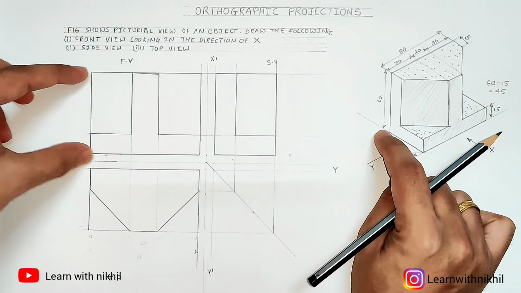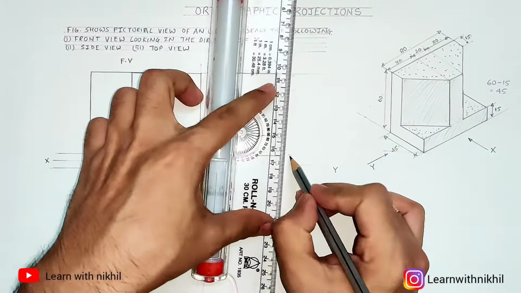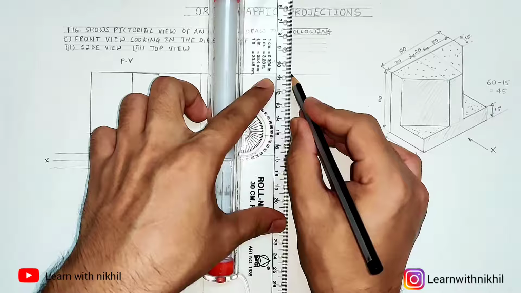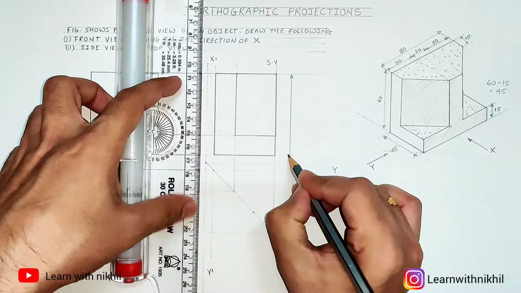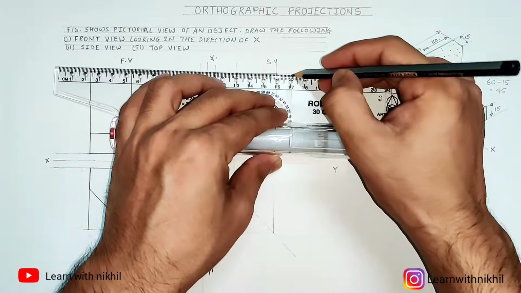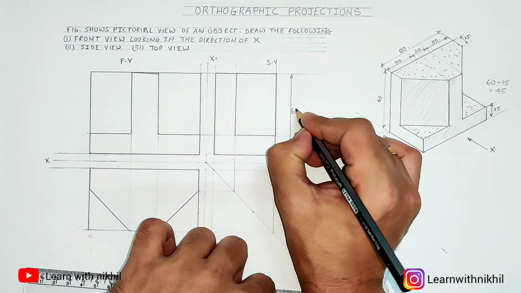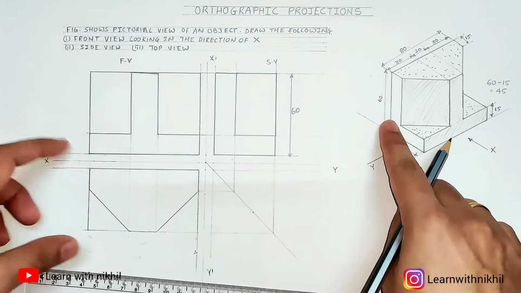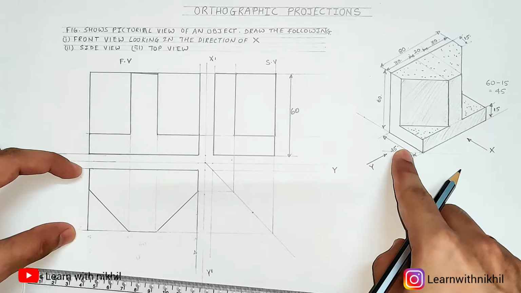Now for marking the dimensions, the height is 60. It is available in the front view as well as in the side view. So only on one side we will mark the dimension as 60. You can mark it either in the front view or in the side view. Don't mark in both the views, only one side is enough. We have drawn the extension lines and we have drawn the dimension.